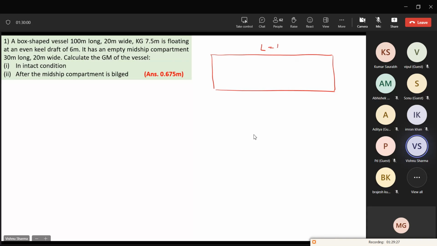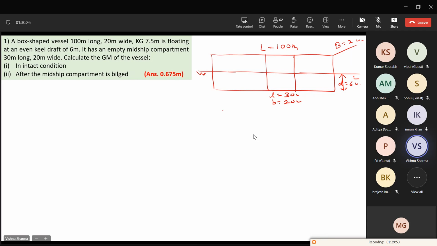Use the notational forms and put the dimensions from the question. WL is the intact water line. D is 6 meters. It has a midship compartment, length 30 meters, breadth 20 meters. It's empty, and this compartment gets bilged.